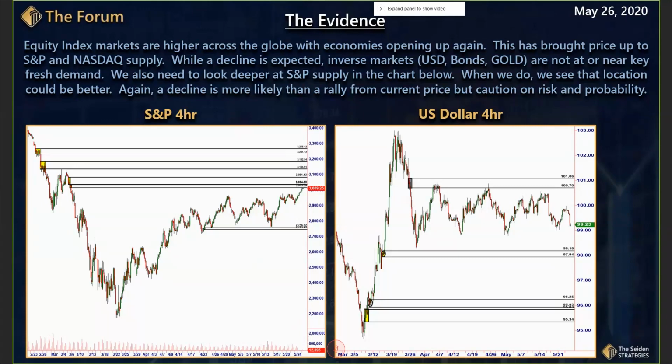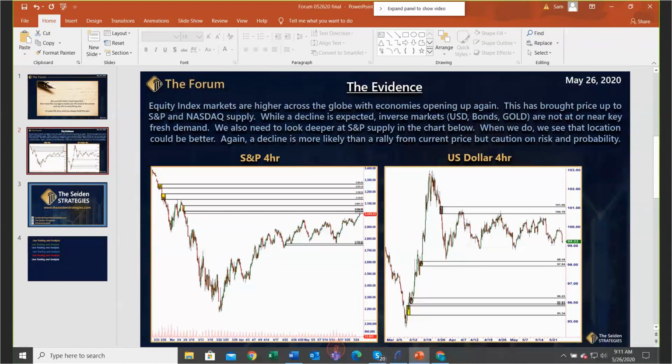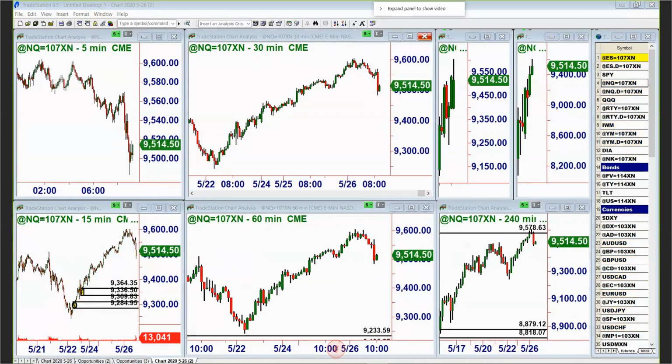So we want to look at it's not just here's what supply looks like, here's what demand looks like, and let's figure out our risk and reward and probability from that. It's all about structure and location. Having said that, let's dive into the live markets here. And here we go.